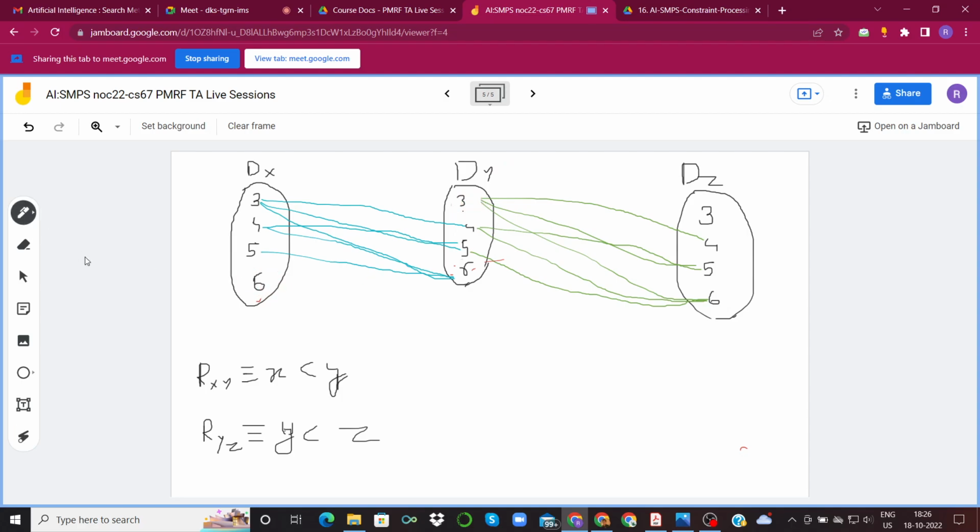So we will mark this for removal when we do the first step, that is revise x comma y. So the first step would be revise x comma y, and we will remove 6. The second step would be to revise in the opposite direction.